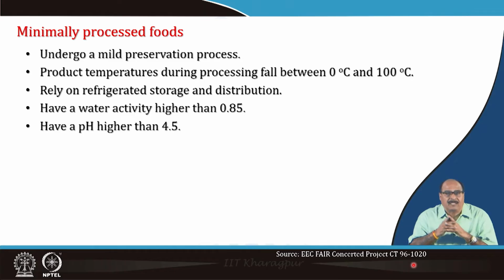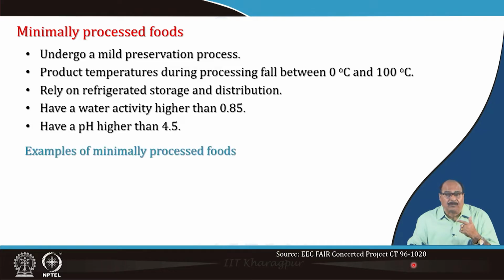So, minimally processed foods undergo a mild preservation process. Product temperature during processing may fall between 0 degree to 100 degree Celsius. They rely on refrigerated storage and distribution mostly. They have a high water activity, higher than 0.85, and a pH higher than 4.5.